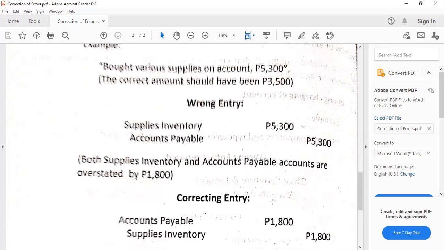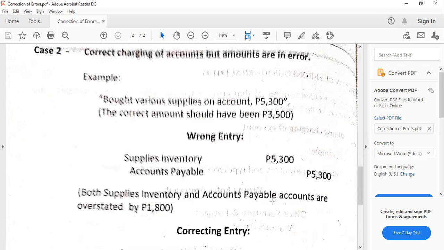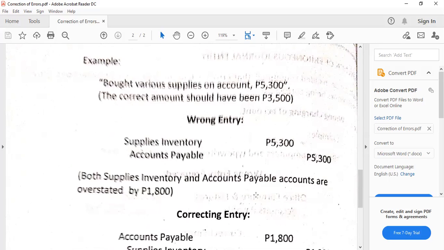So the company bought various supplies on account for 3,500 and the error is 5,300. What should have been the correct entry? The correct, I repeat, is supplies inventory of 3,500 and accounts payable of 3,500, which means that we overstated both account titles because we recorded a 5,300 amount. If you can recall the discussion on trial balance, this is a case of the so-called transposition error, wherein we interchange the digits. We interchanged 5 and 3. Instead of 3,5, we recorded it as 5,3.